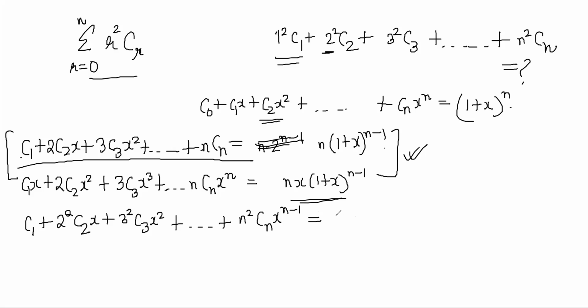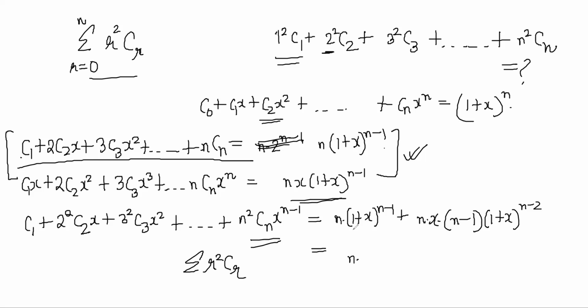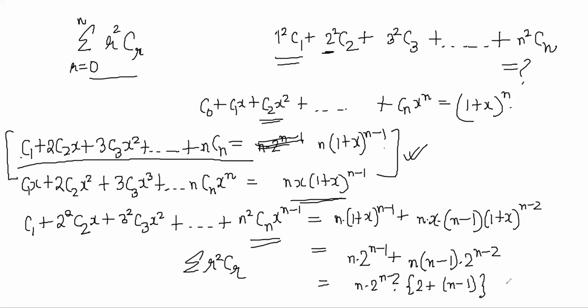So here differentiation would be n into differentiation of first term is 1 and 1 plus x power n minus 1, plus n into x into n minus 1, 1 plus x power n minus 2, right? And now put x is equal to 1 in this one. That will give you the C1 plus 2 square C2 till here series. So summation of r square Cr is equal to n into 2 power n minus 1 plus n into n minus 1 into 2 power n minus 2, right? Take n into 2 power n minus 2 common, it becomes 2 plus n minus 1, which is equal to n into n plus 1 into 2 power n minus 2. So that is equal to this thing, right?